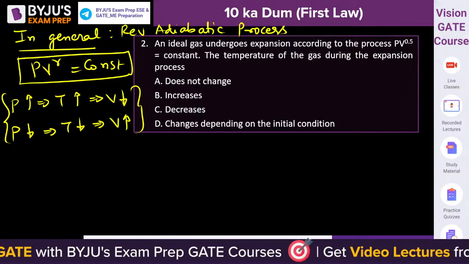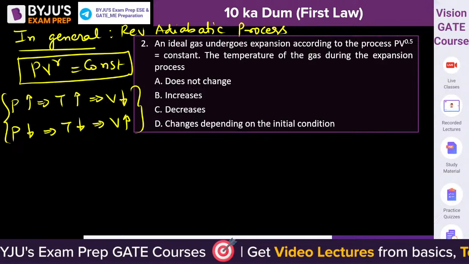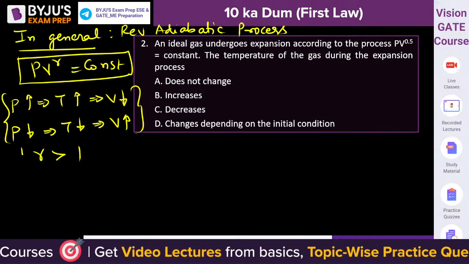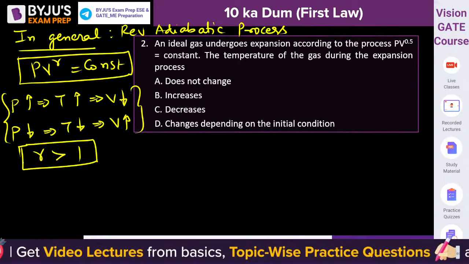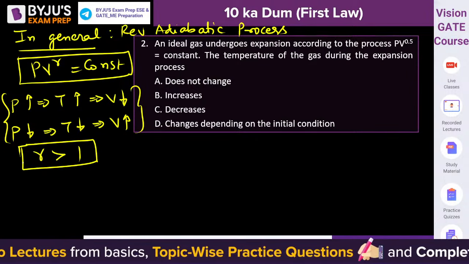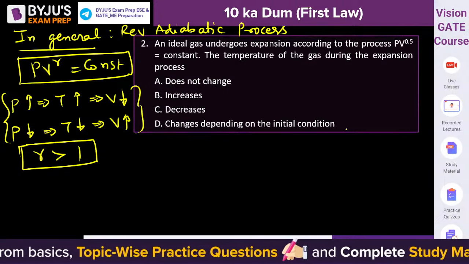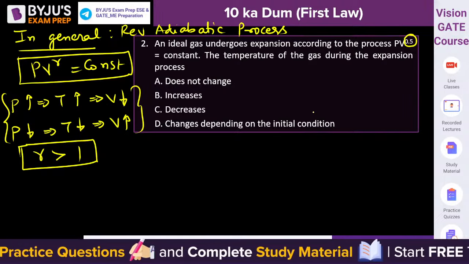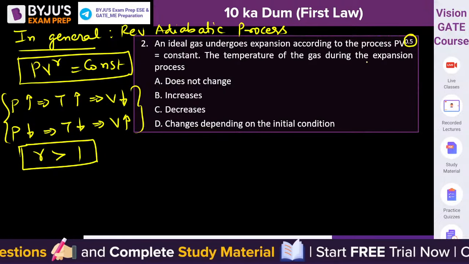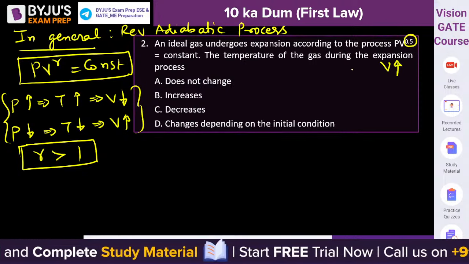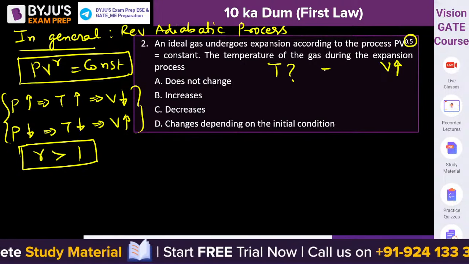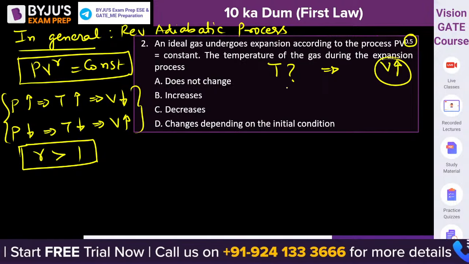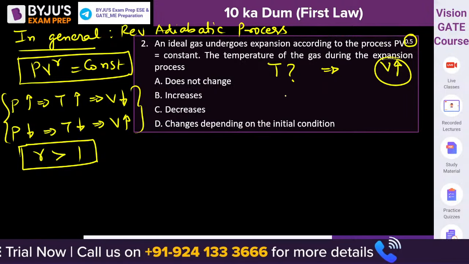Ram Yadav had said decrease. What about others? Here gamma is greater than 1, isn't it? The adiabatic index is greater than 1. Do you agree? Now, because here the exponent is 0.5, that will make the difference. Look, for the temperature of the gas during expansion, volume will increase, and what will happen to temperature? When we increase the volume of the gas, what is going to happen to the temperature? That is the question.